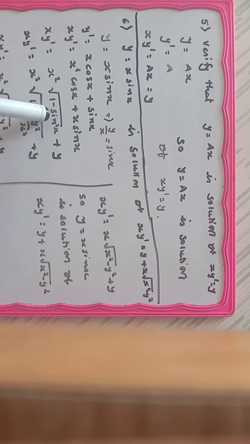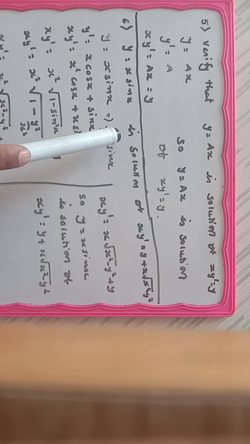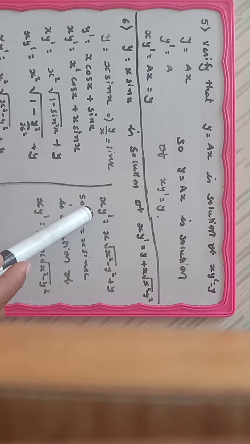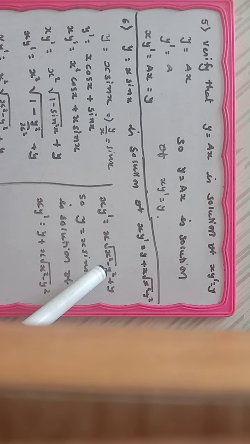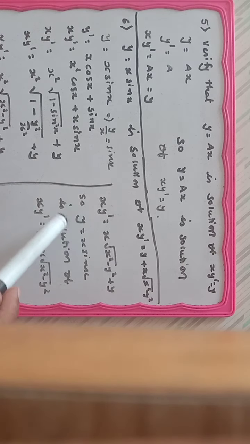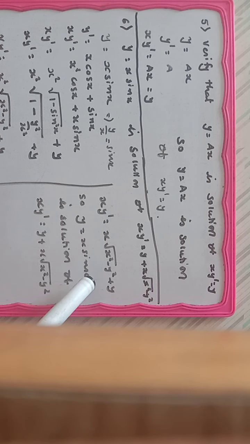Now sin square x is there, so we can get the sin x value from here. We get y by x, so it is y square by x square. We take the LCM here, then we will have xy' equals x square plus under root x square minus y square upon x, under root x plus y. So one x cancels and we get xy' equals x under root x square minus y square plus y. And so we can say that y equals x sin x is a solution of the given differential equation xy' equals y plus x under root x square minus y square.